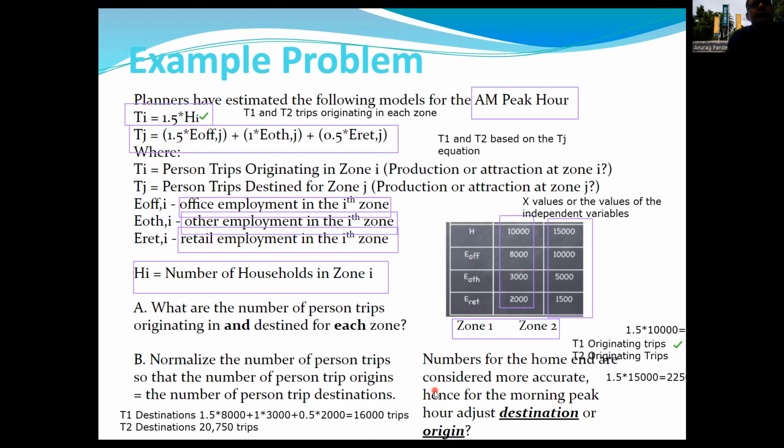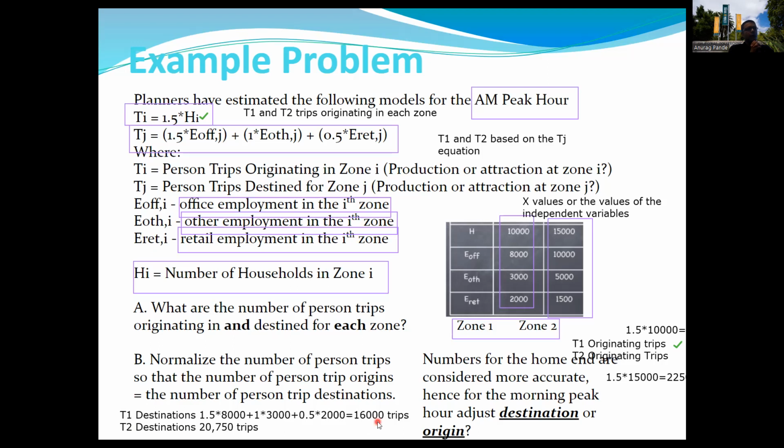Assume that there are no intrazonal trips. So what I have here is 15,000 trips starting at zone 1, and 20,750 trips is what zone 2 is attracting. Zone 2 is producing 22,500 trips, but T1 is only attracting 16,000 trips. Assuming you can ignore the intrazonal trips, that is what's going on.